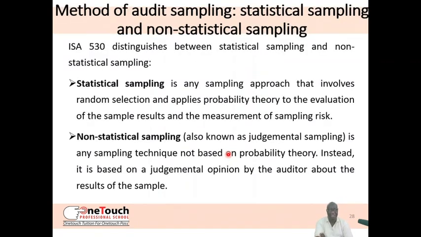So we have statistical sampling, which is any sampling approach that involves random selection and applies probability theory to the evaluation of the sample results and the measurement of sampling risk. So we have different kinds of sampling you can use: statistical sampling and non-statistical sampling. The non-statistical sampling is also known as judgmental sampling.